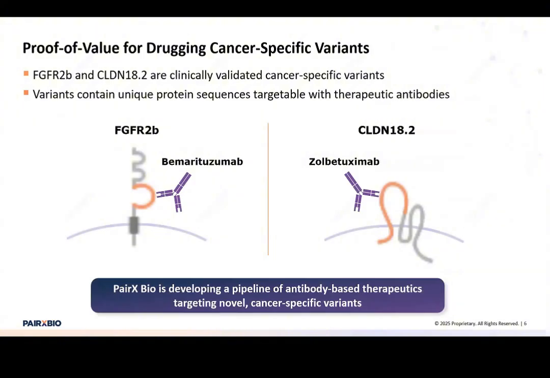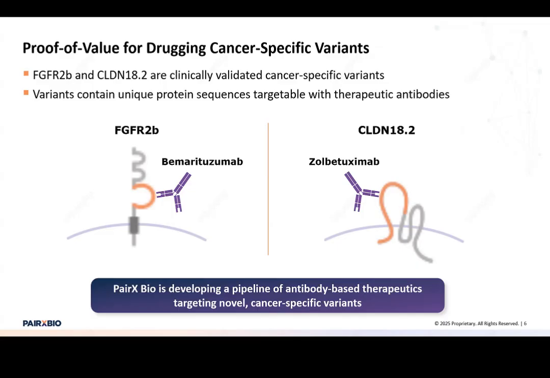And in this next slide, what I'm trying to impress upon you is the proof of value that you can actually drug these so-called cancer-selective variants. What I've shown you here are two clinically validated cancer-selective variants. One is called FGFR2b, which is a TKI, and the other is claudin 18.2. What is interesting about these two variants is that there are other variants that exist in the cell that are not cancer-selective, but these are the variants that people are targeting in the clinic.